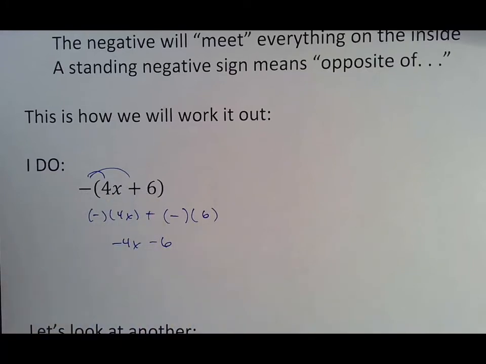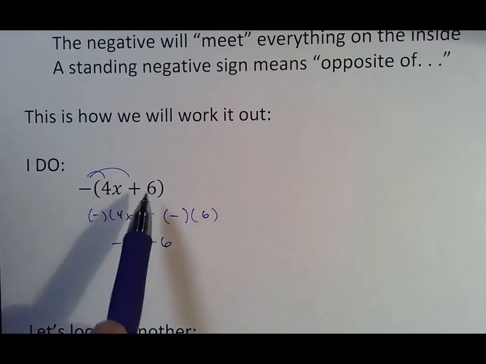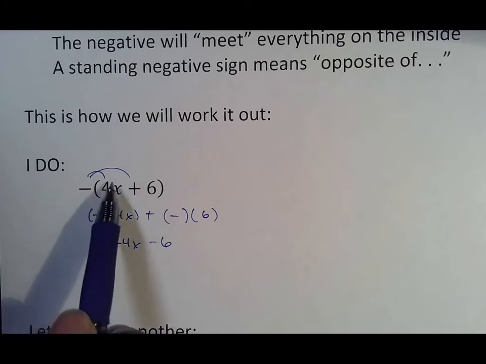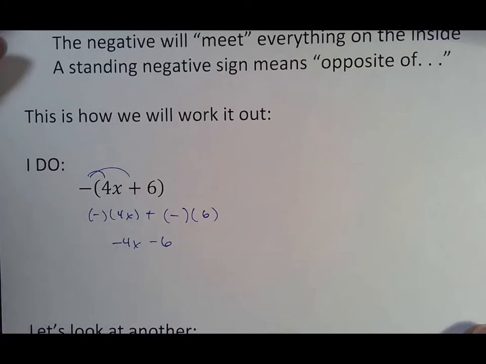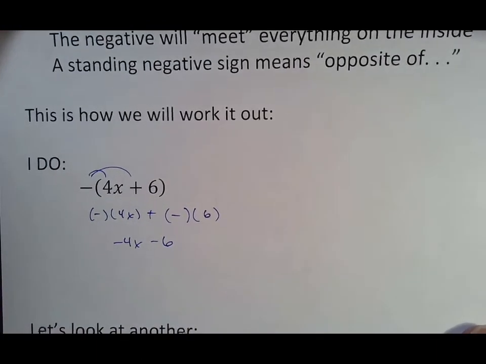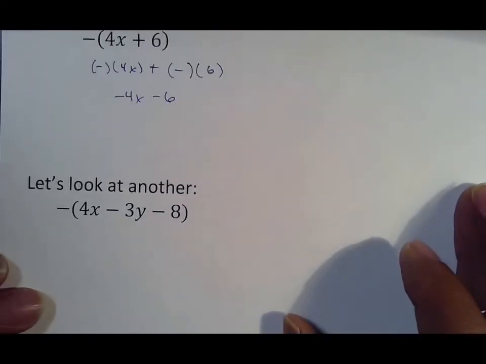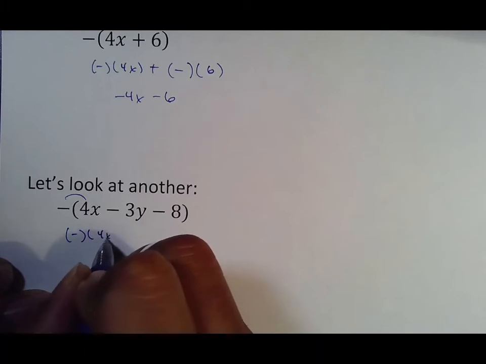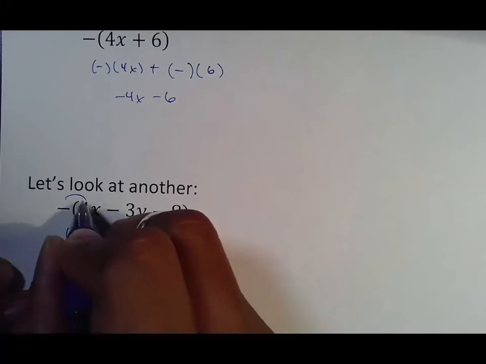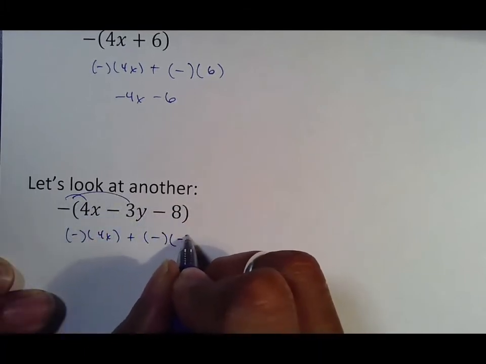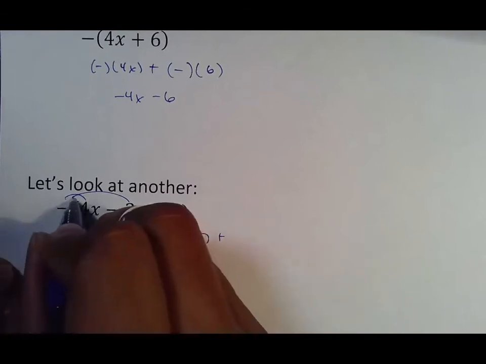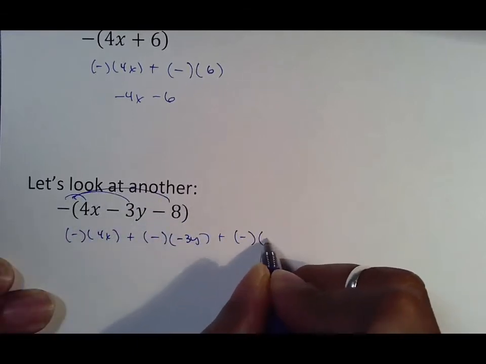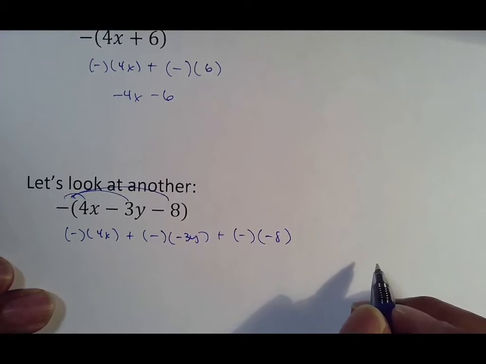Now, you need to be careful, because if you don't pay attention to what's going on, you'll forget. People typically forget to switch the second one, but again, that negative just meets both of them and switches everything else that's going on. So looking at another one, once again, the negative is going to meet 4x, and the negative is going to meet negative 3y, and the negative is going to meet negative 8.